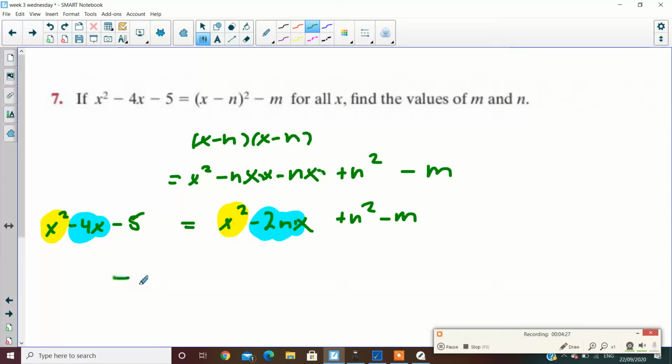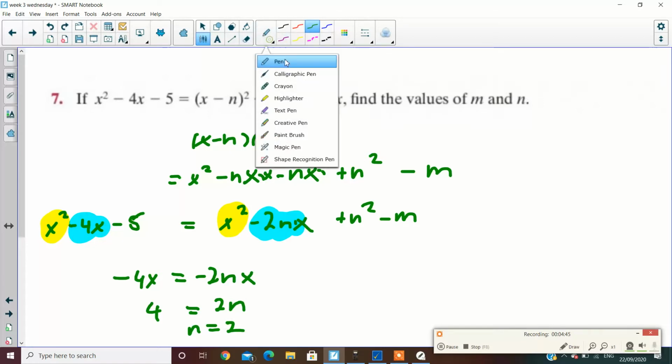So what does that mean? Minus 4x equals minus 2nx. So what does that mean about n? Cross off the x's, divide both sides by minus 2. n equals 2. Okay, next one.